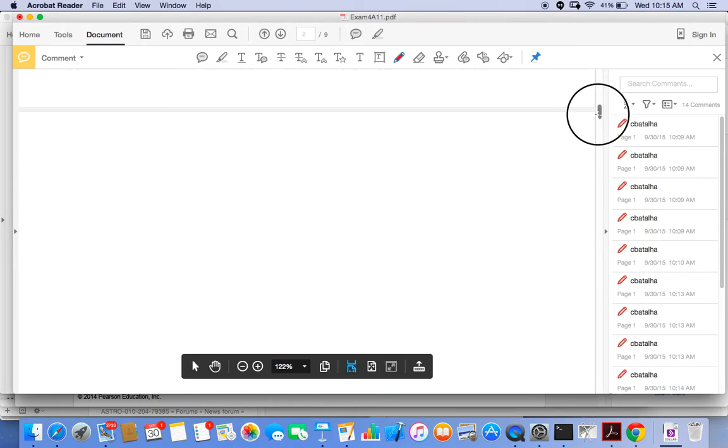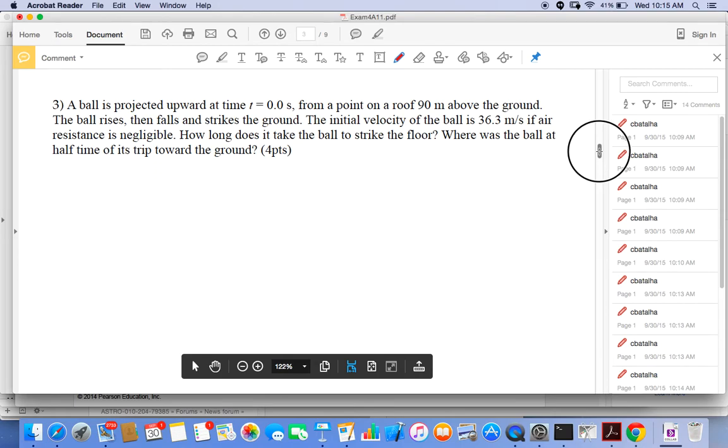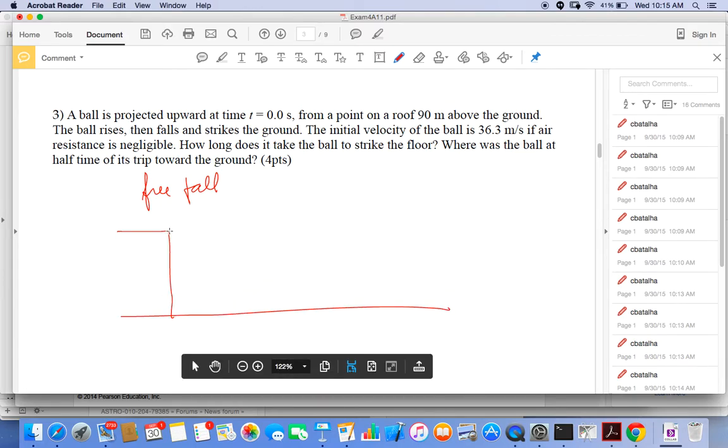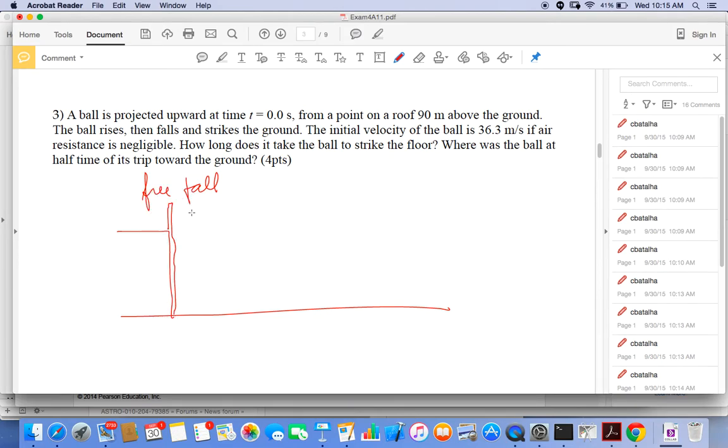Problem number 2, a ball is projected upward. So this is a free fall type of motion, right? Basically you have a building, the ball goes all the way up and then falls. So it's not a projectile motion, it's a free fall. And I think I did this sketch on the board.